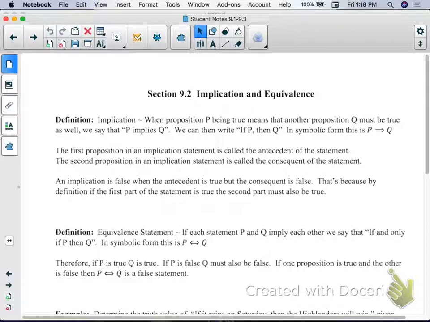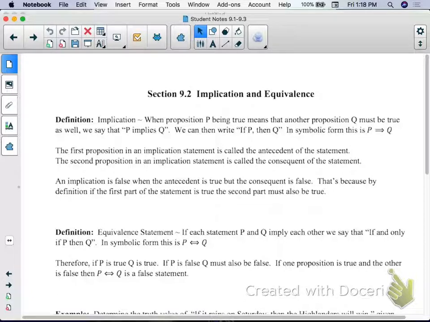So in this you can say if P then Q, and your symbolic form there is going to be kind of a double barred arrow. Now the first proposition in an implication statement is called the antecedent, and the second proposition is called the consequent of the statement. I'm not going to really use those words so much, but that's just kind of FYI. The implication is false when the antecedent is true but the consequent is false, because if the first part is true, the second part must also be true.